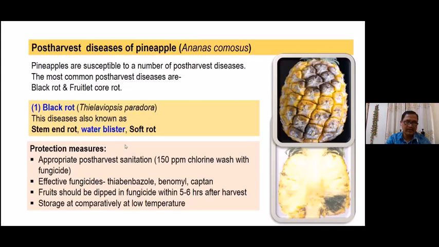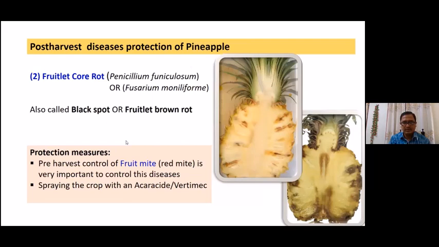Then another is fruitlet core rot. This is also causing severe damage during storage, I mean after harvesting. And the fruit is unsafe for consumption as well as for marketing. It is not possible to market. So that can be controlled by pre-harvest mite control, because mite is a carrier, and mite can stay alive on the underside of the leaf, so you cannot see them. Therefore, it is important to control the mite first in the field.